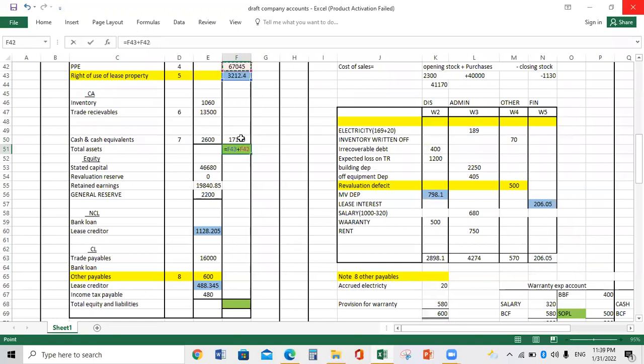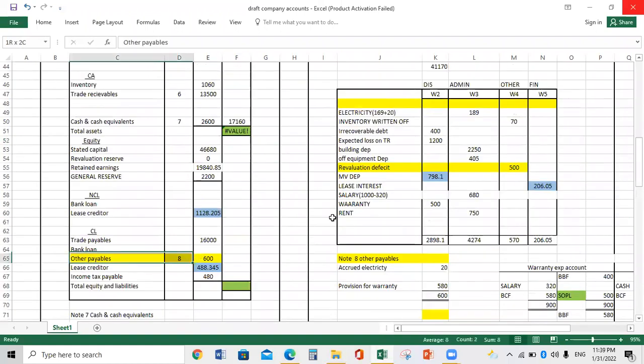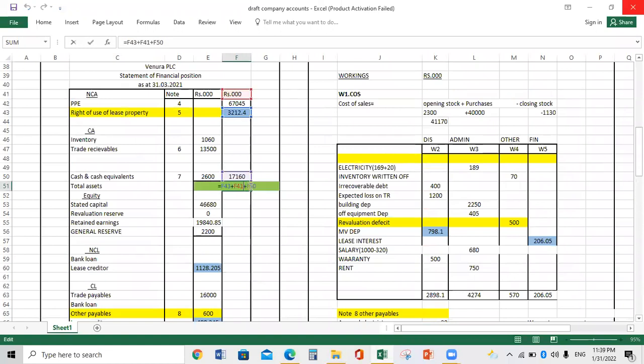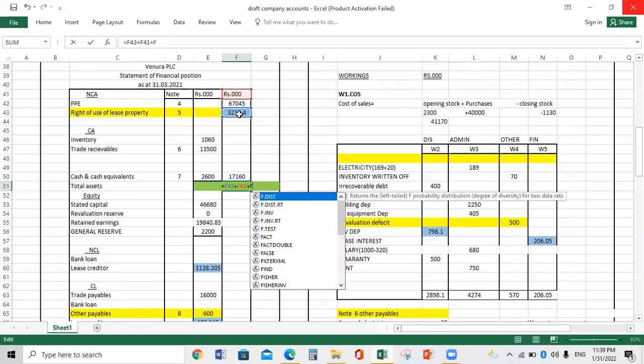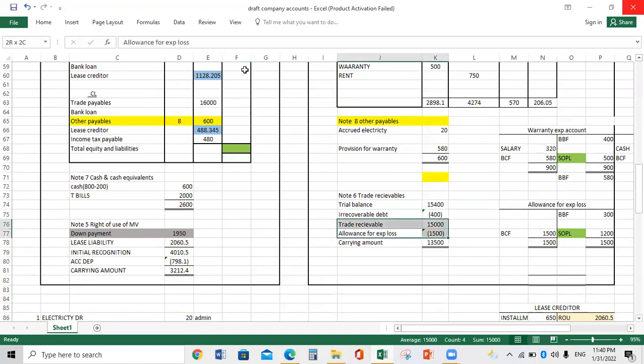Isra, if you're trying to ask like this, you can't write like this, okay? You have to have an other payable note. You can't write the other payables one by one under current liability. That is wrong. Usually we have a note. That's how you write. I hope I answered your doubt. Allowance for expected loss, Ashrat, I already deducted when I was finding trade receivable. I already deducted there. Okay.